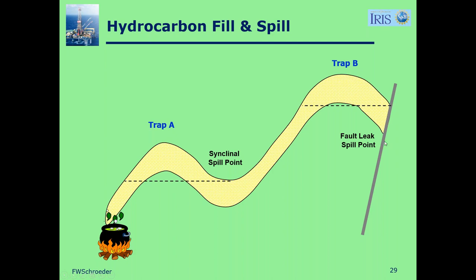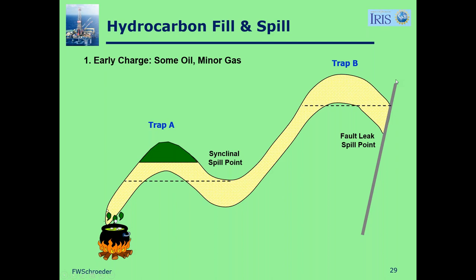If trap B is defined by a fault and this fault can leak hydrocarbons, we can fill trap B down until the top of the reservoir hits the fault. If we add more hydrocarbons, the hydrocarbons would move up the fault plane.